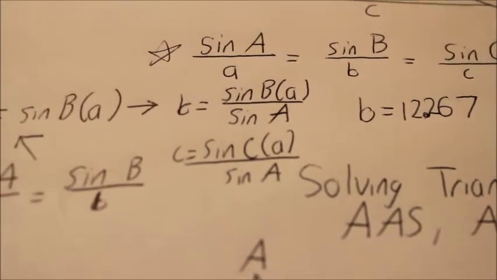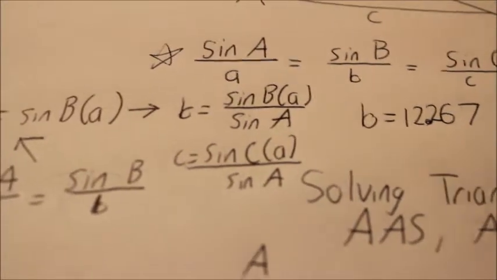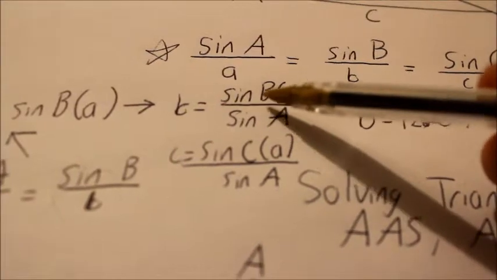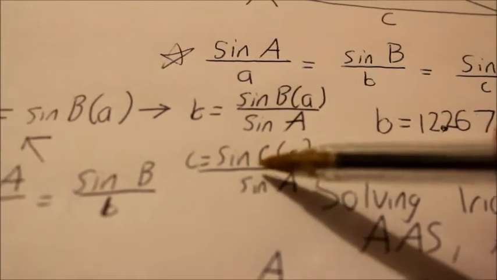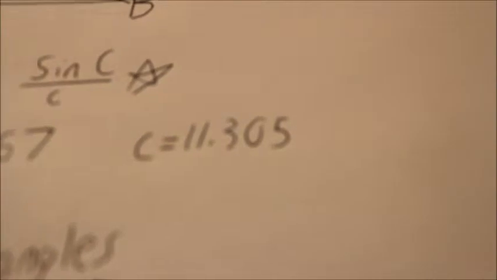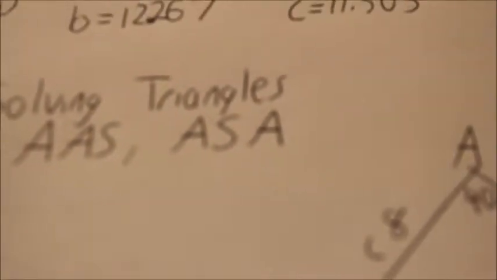In order to find the length of side C, you do the same exact steps as we did in solving for B. However, as you can see, replace the values of B in this equation with the values that we know of C. And after computing, you should get an answer of about 11.305. These are the basic ways to use the law of sines in order to solve triangles such as angle-angle-side and angle-side-angle.